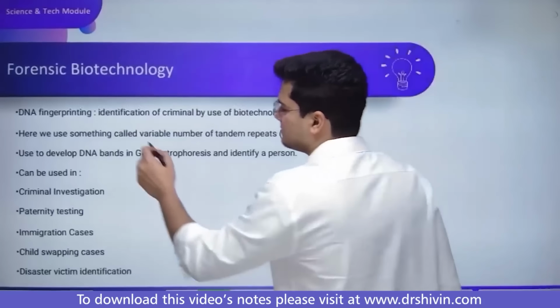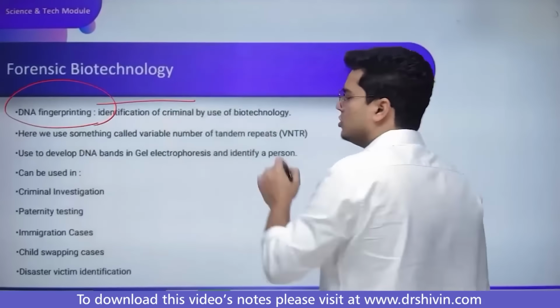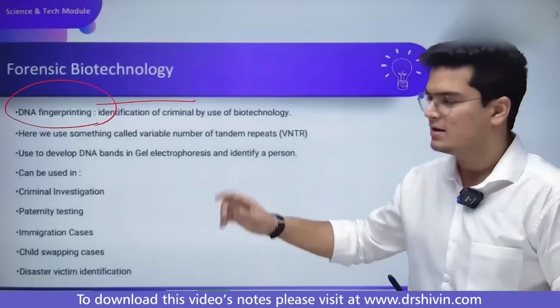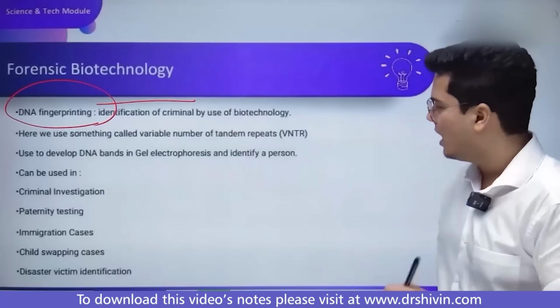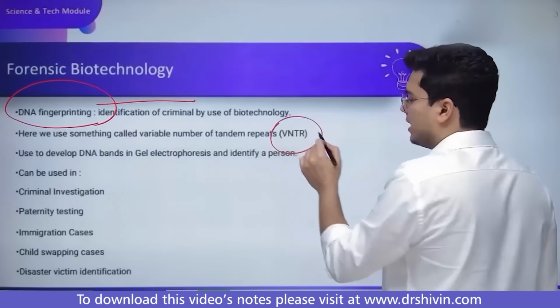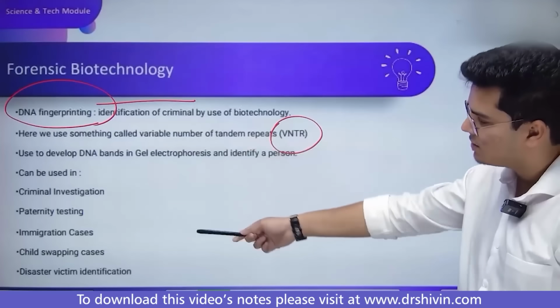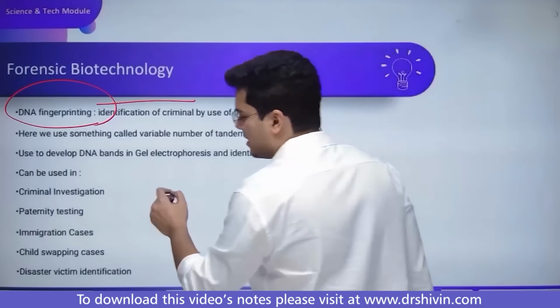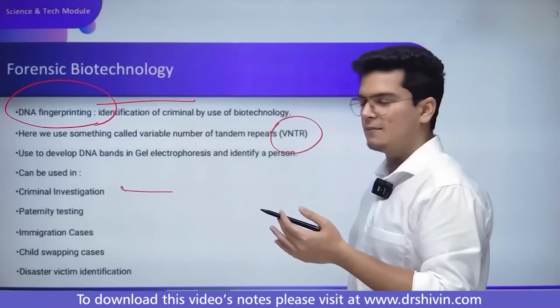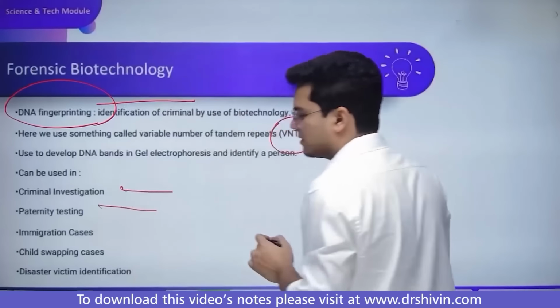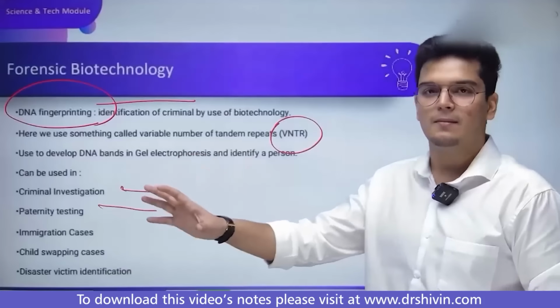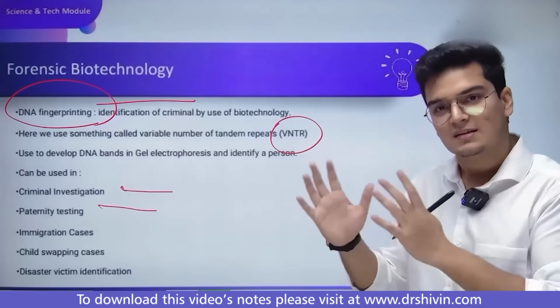Forensic biotechnology is basically DNA fingerprinting, using DNA to identify ये DNA किसका है. यहाँ we use a technology called VNTR, variable number of tandem repeats. We'll just see that. But इसका use कहाँ कहाँ हो सकता है पहले वो देखते हैं. Criminal investigation में definitely it can be used. Paternity testing. Paternity testing means there is a baby. ये बच्चा actually किसका है?